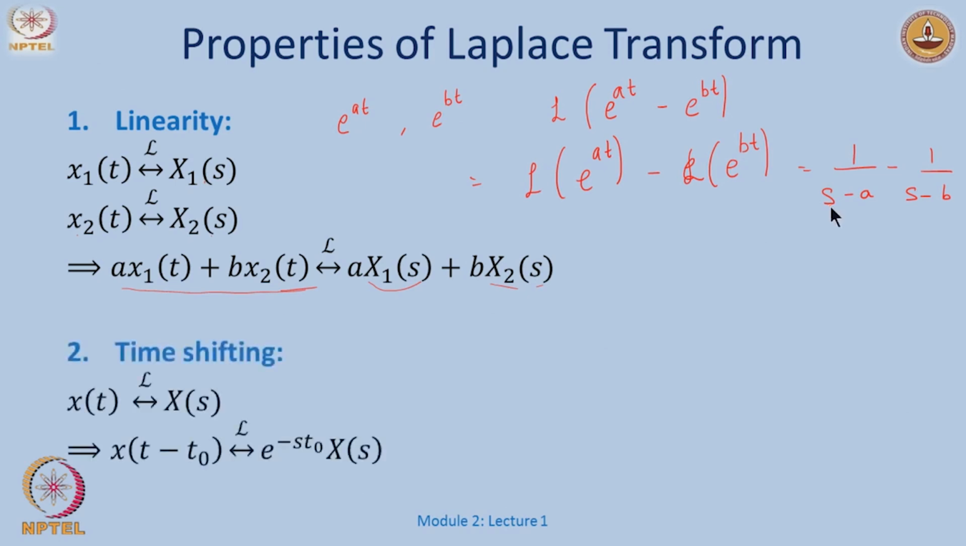The next property would be the time shifting property, where I have a signal x(t), and now I have t shifted by some number t naught. The Laplace transform under the time shifting would just be e power minus s times the shifted amount of time, times X(s). Okay. So, this is also straightforward to verify.